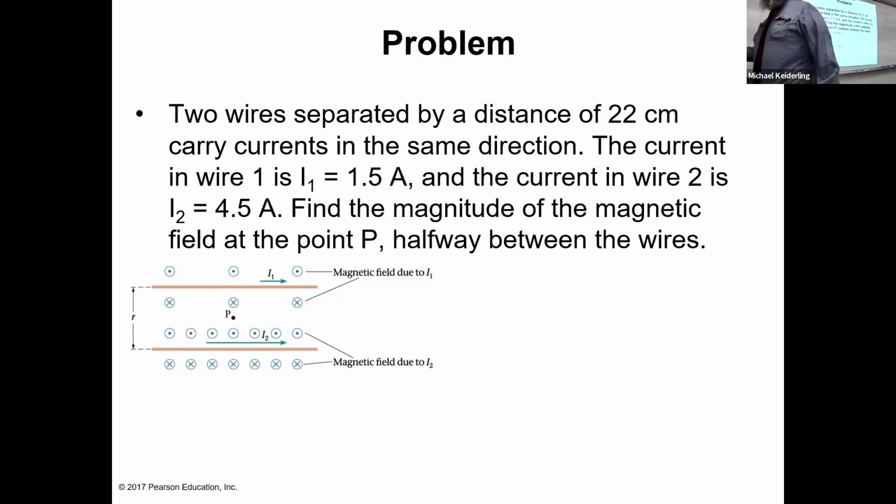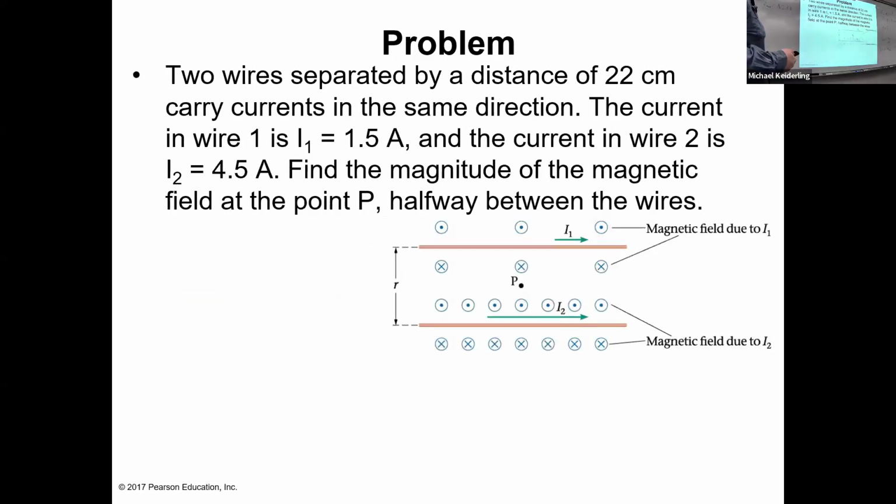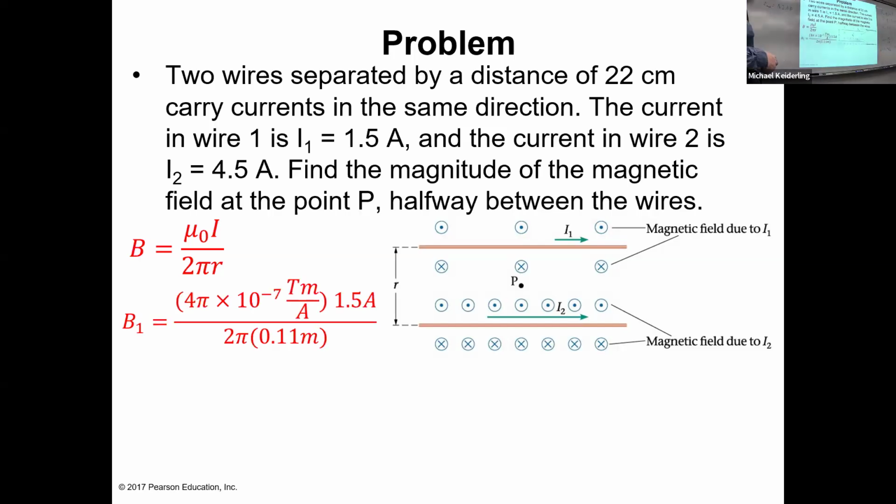So we have two magnetic fields in opposite directions here. The magnetic field from wire 1 and the magnetic field from wire 2. The magnetic field for each is going to be mu naught times the current over 2 pi times the radius. And the radius is going to be half the distance between the two wires.